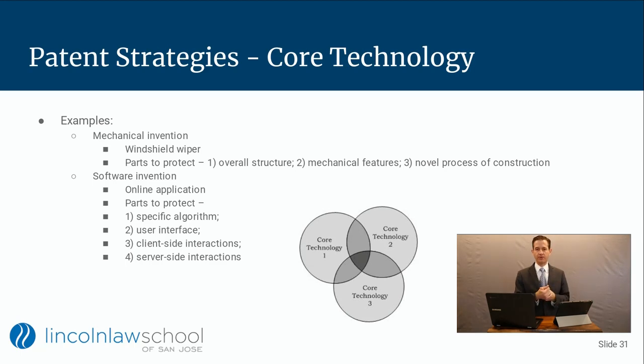You may have an algorithm that's being used to implement specific aspects of that application. You may have a user-side interface, the interface that's being used to convey the information or to interact with the application. In that manner, you might have a client-side, server-side type interaction, and each of these interactions would need to be claimed separately.